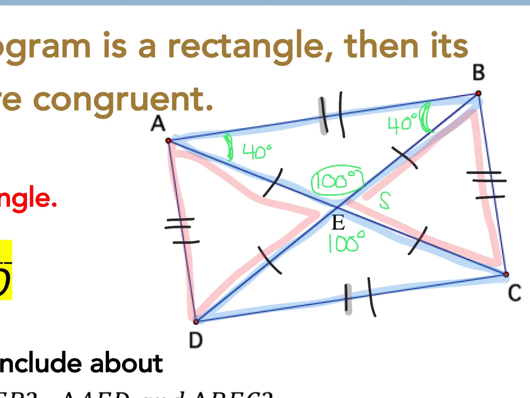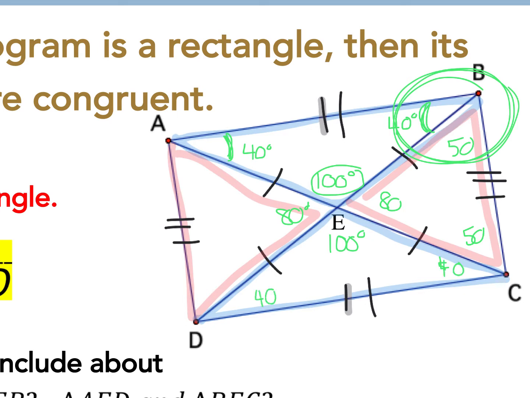Then I could find this angle here because it's a linear pair with 100. So this one's 80. Another thing I could have done, I know this full angle has to be 90 degrees because a rectangle has 4 right angles. So this would have to be 50. And this is 50 because the base angles are congruent. This is 40, this is 40, 50, and 50.